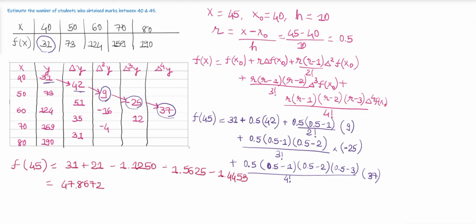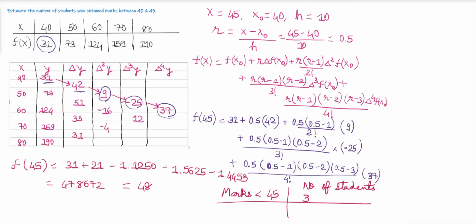31 plus 21 minus 1.1250 minus 1.5625 minus 1.4453. That is, it is 47.8672, which we can take as 48. So we have found the number of students having marks less than 45, which is equal to 48.